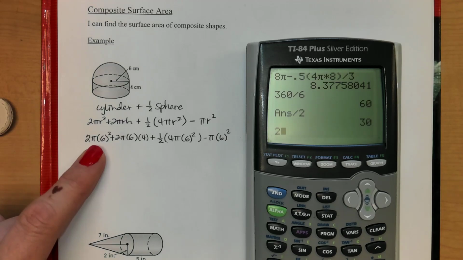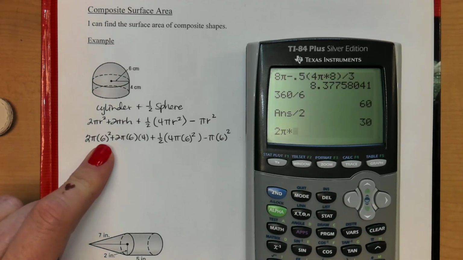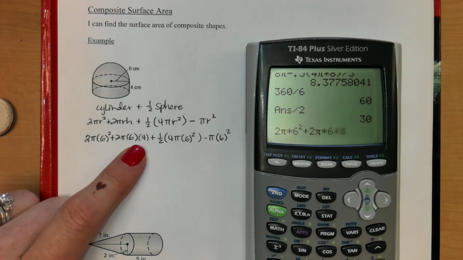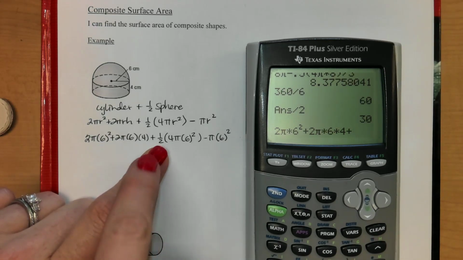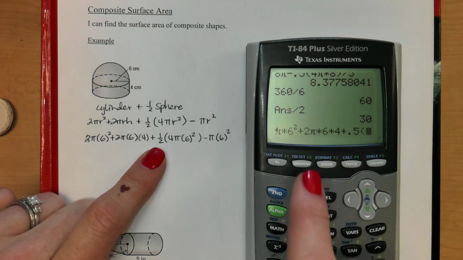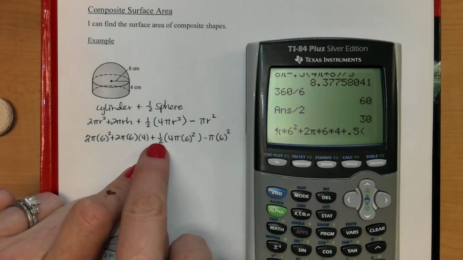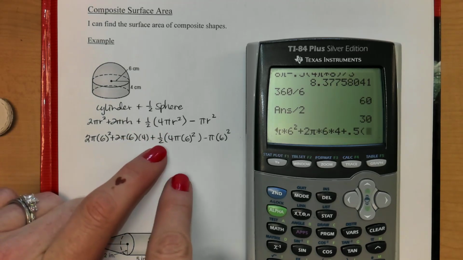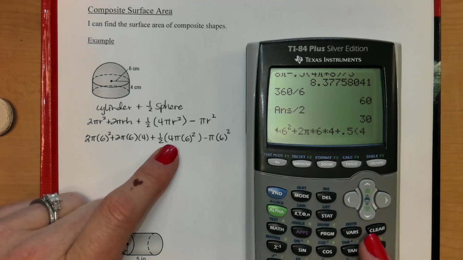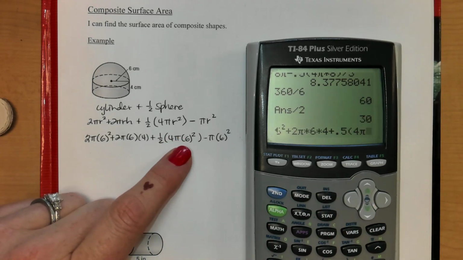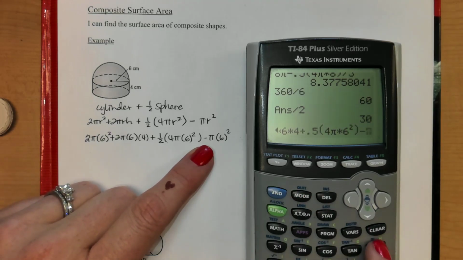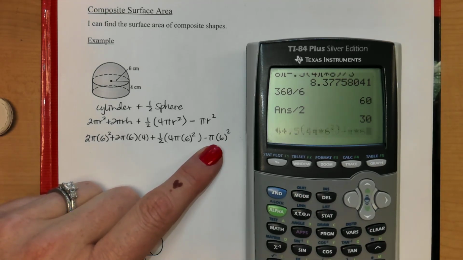So here I go. 2 times pi times 6 squared, and 2 times pi times 6 times 4. And I would suggest with your 1/2 that you do a 0.5 instead. Everybody's calculator is a little bit different, and sometimes that 1/2, if you don't have the parentheses around it or it's not typed in right, it'll mess you up. So go to 0.5 and it should help you get the right answer. And then I got 4 pi and another 6 squared, and then we have to take off that one circle we talked about where they overlap.